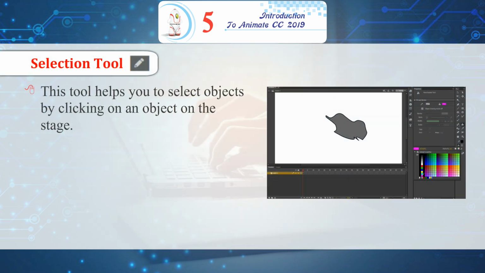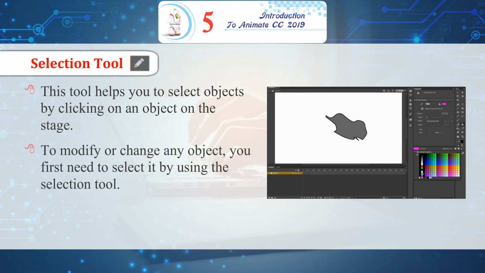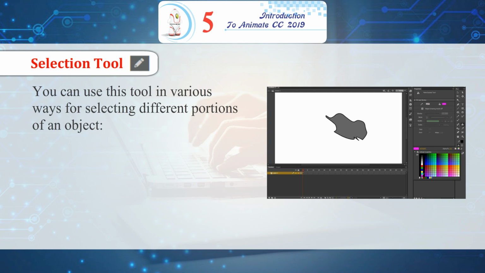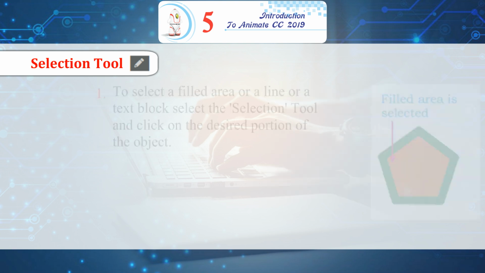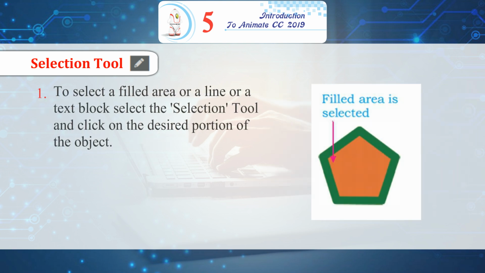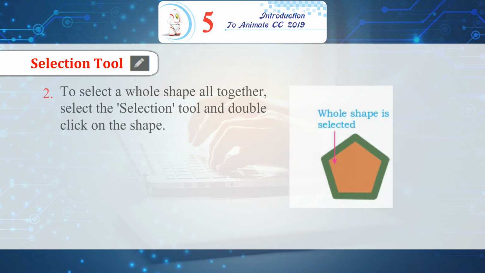Selection tool. This tool helps you to select objects by clicking on an object on the stage. To modify or change any object, you first need to select it by using the Selection tool. You can use this tool in various ways for selecting different portions of an object. 1. To select a filled area or a line or a text block, select the Selection tool and click on the desired portion of the object.